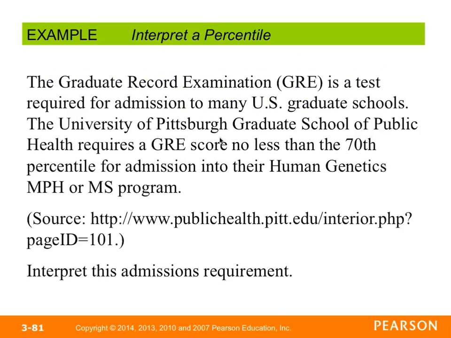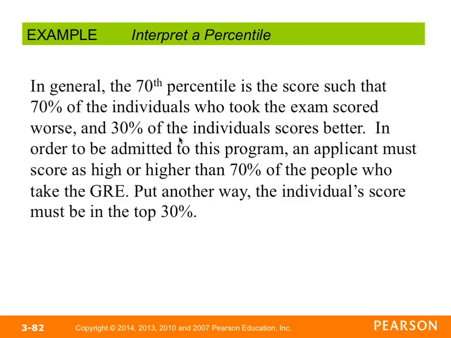So if we look at this, the Graduate Record Examination, or GRE, is a test that's required for admission to many U.S. graduate schools. The University of Pittsburgh Graduate School of Public Health requires a GRE score no less than the 70th percentile for admission into their human genetics, MPH, or MS program. Interpret this admission requirement. So in general, that would mean that the 70th percentile is a score such that 70% of the individuals who took the exam scored worse and only 30% scored better.